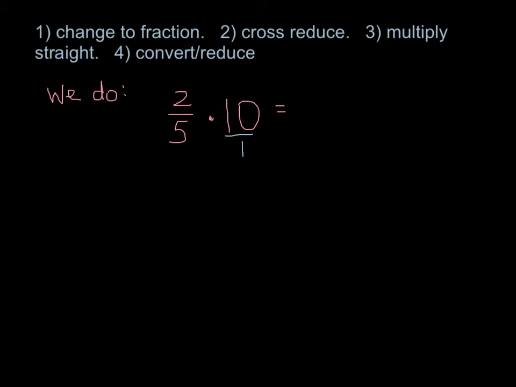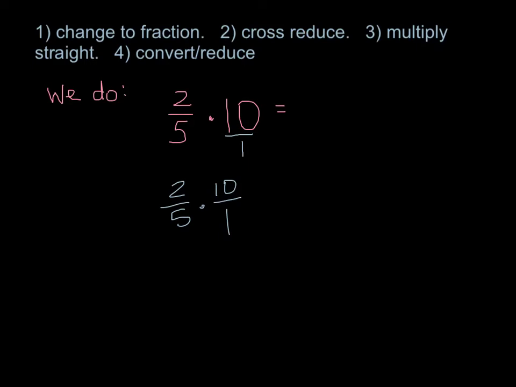Okay, so now I have 2 fractions. I have 2/5 times 10 over 1. Now we're on step 2, cross reduce. What cross-reduce means, and we do this simply to make these numbers nice and small. If we can make these numbers nice and small, it just goes much, much faster, and we don't have to reduce so much on the other end.